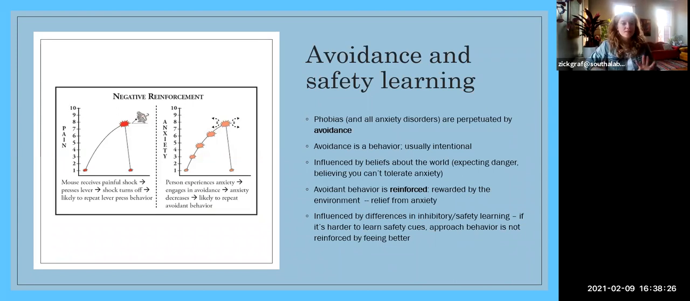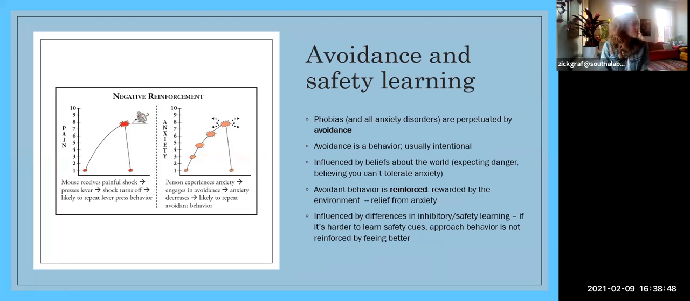So avoidance is a super important concept that we'll revisit in every lecture in this anxiety unit. Phobias, like all anxiety disorders, are perpetuated and maintained by avoidance. When we think about humans, we think about avoidance as kind of an intentional, conscious behavior. I don't like this thing. It makes me feel uncomfortable. It makes me scared. I go out of my way not to experience it.